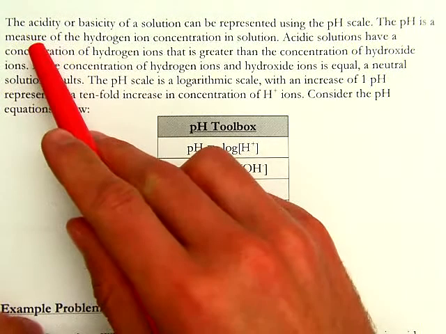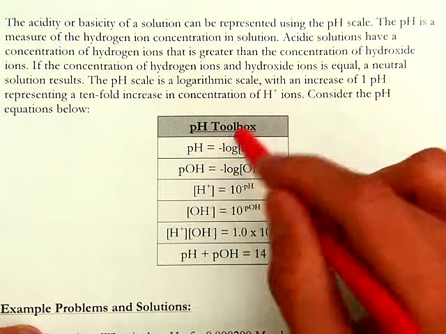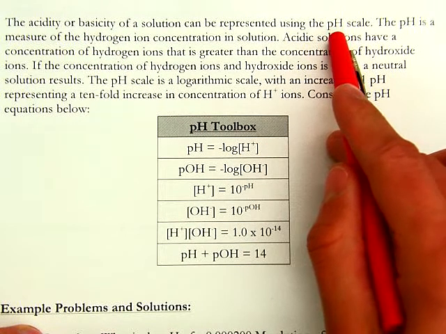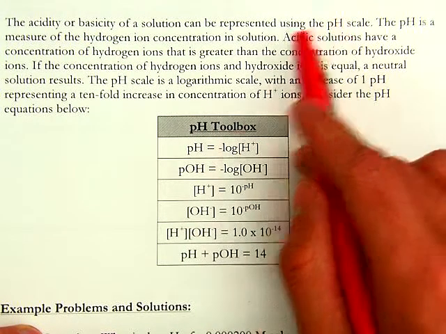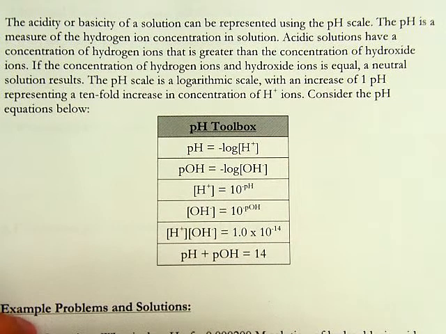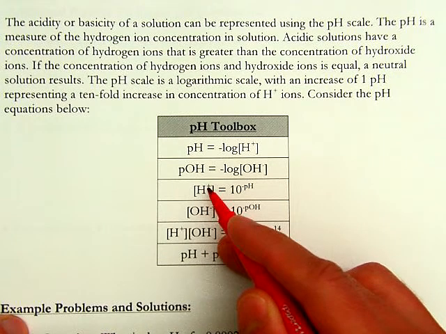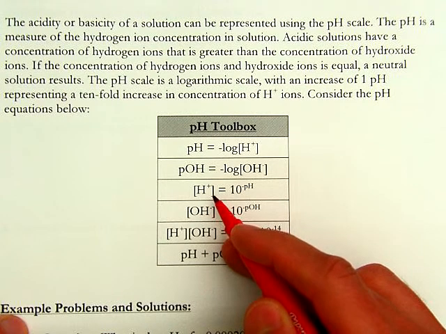As it says at the top here, the acidity or basicity of a solution can be represented using the pH scale. pH is a measure of the hydrogen ion concentration in solution. So that looks like this right here. If you have H plus in square brackets, those square brackets mean concentration. That means molarity, moles per liter.